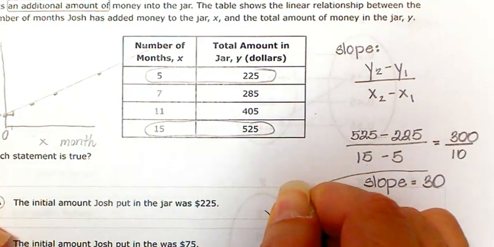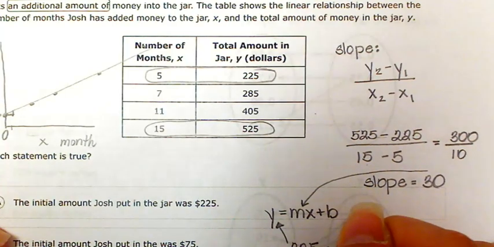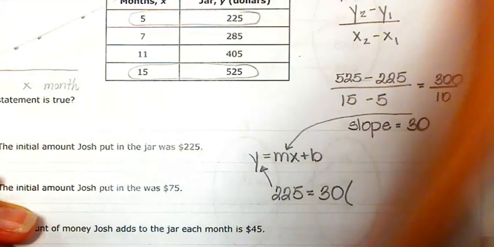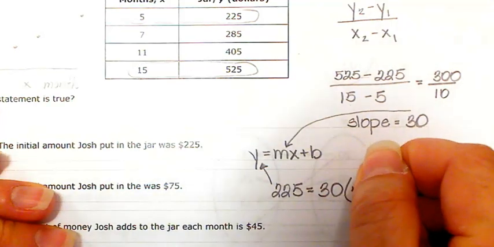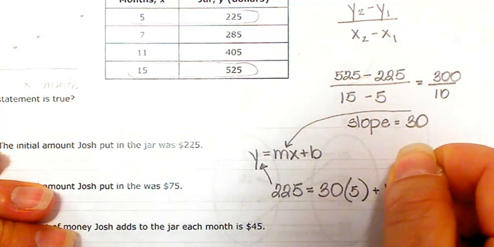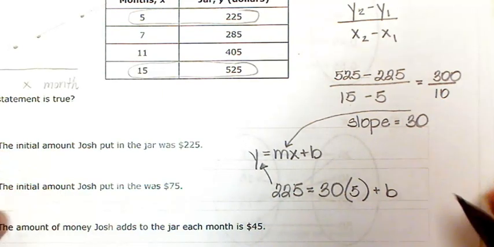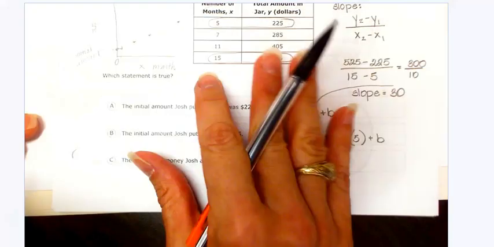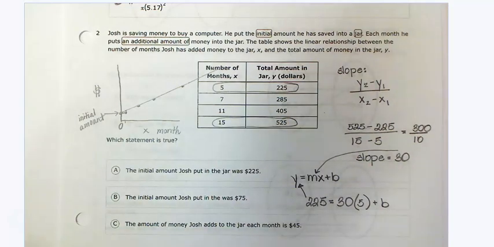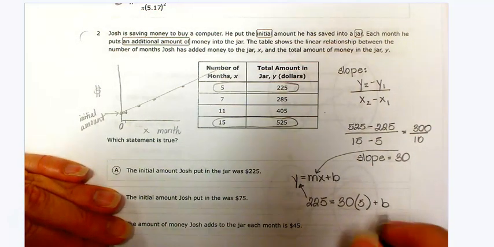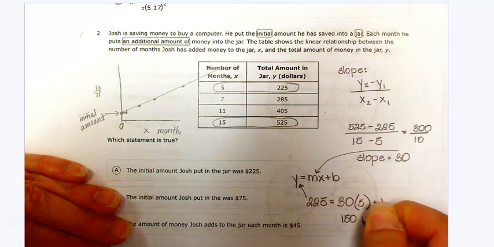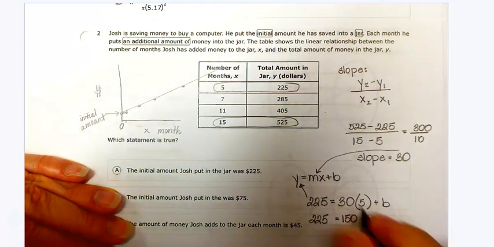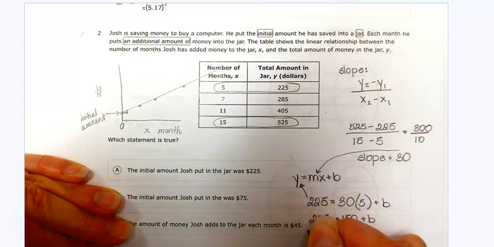So that's going to go there, equals my slope, 30, times my x value. Oops, let me pull this up a little bit. My x value is 5, plus b. Okay, b is my y-intercept. It would be my starting amount. Okay, here we go. Get this zoomed out a little bit so you can see everything. Okay, 30 times 5 is 150, plus b equals 225. To get b, just subtract 150 from both sides.